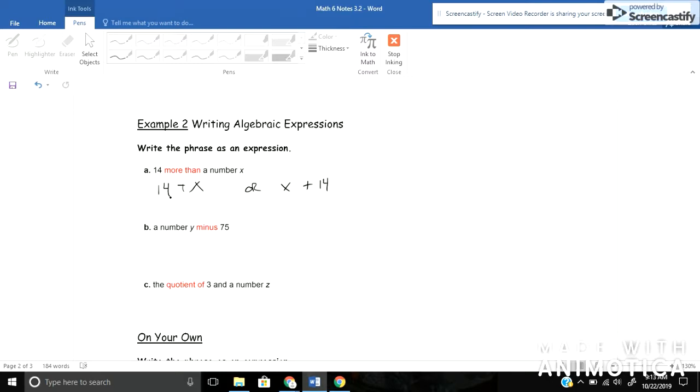All right, for letter B, a number y minus 75. Again, minus means subtract. So y minus 75. Here, when it says minus, we do keep that same order. And lastly, the quotient of 3 and a number z. Okay, quotient means divide. So we would have 3 divided by z. Or remember, you could also write it as this. That means the same thing, 3 divided by z.